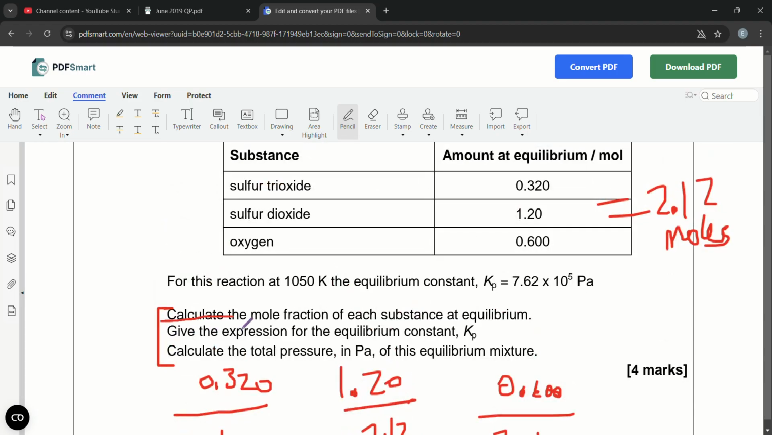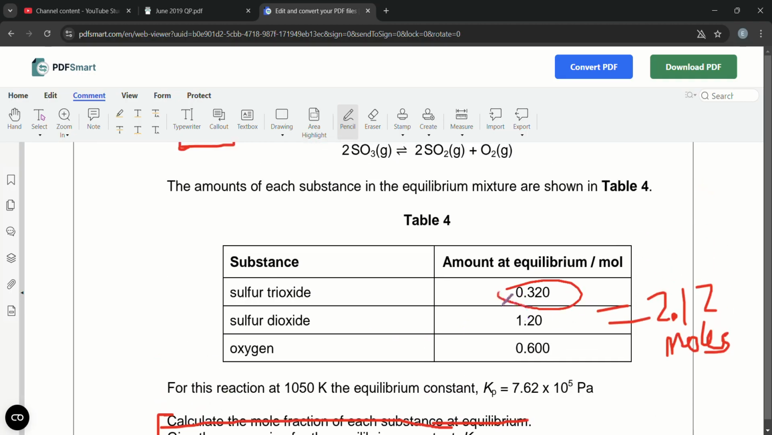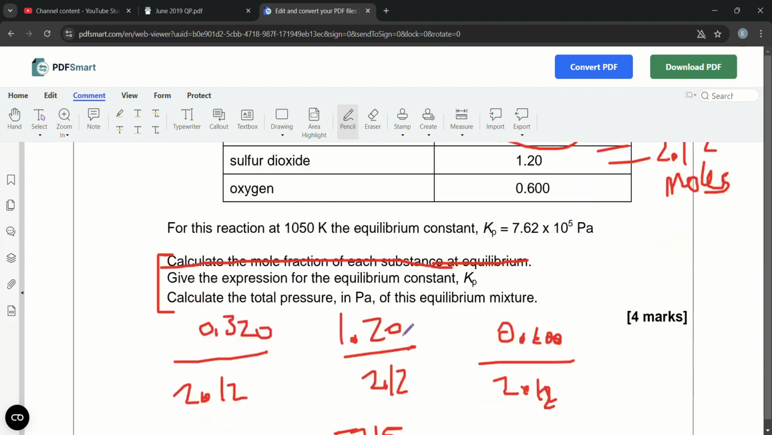So now we've done the first step. We've calculated the mole fraction of each substance at equilibrium. A lot easier than I thought. I thought it would be a lot harder, but it's just this over the total moles, which needs a simple calculation: 0.320 plus 1.20 plus 0.600.